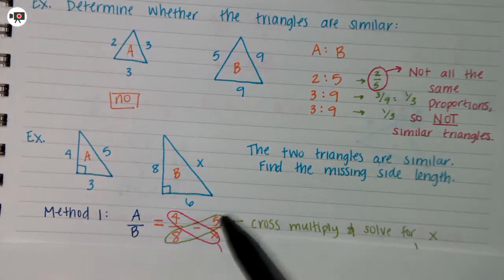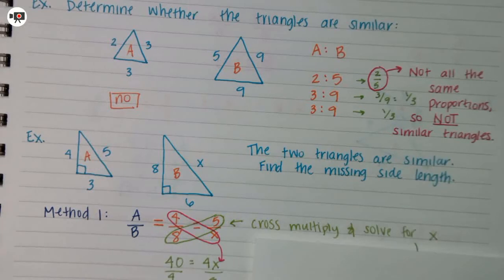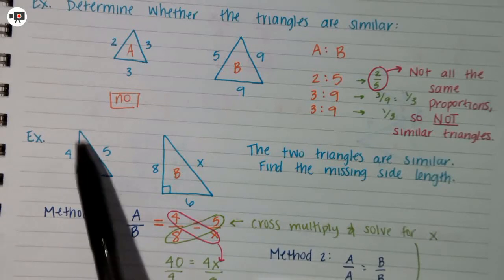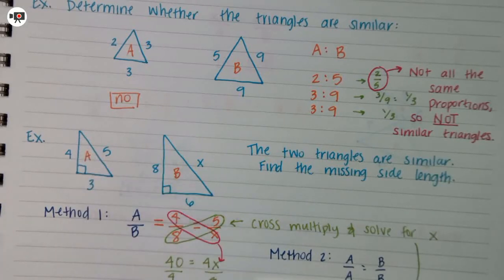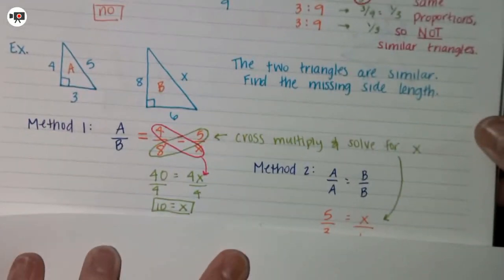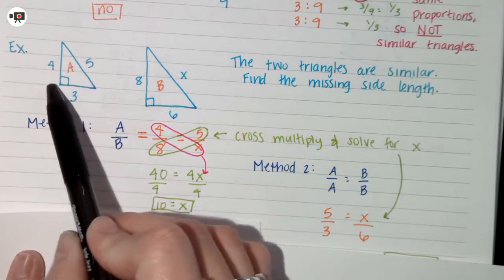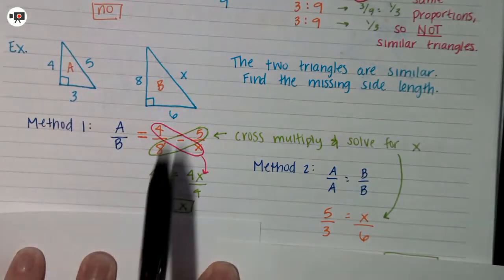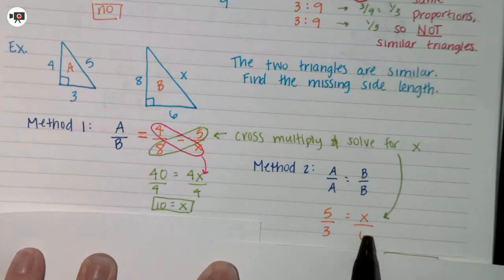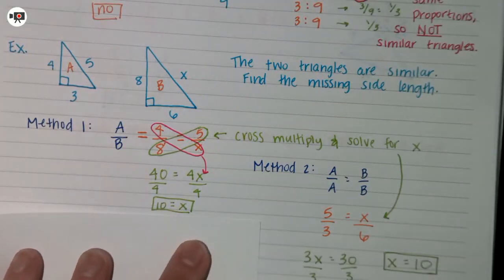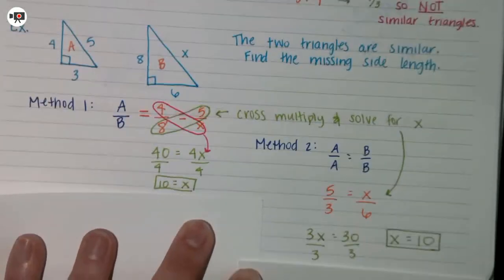Then you can cross multiply and solve for x. So 8 times 5 is 40, 4 times x is 4x, solve for x, and x is 10. That's one way. Or you can put A over A and B over B. And that would look like if I put 5 over 3, that's long side over short side, equals long side over short side. And again, cross multiply and solve for x. And x here is 10.